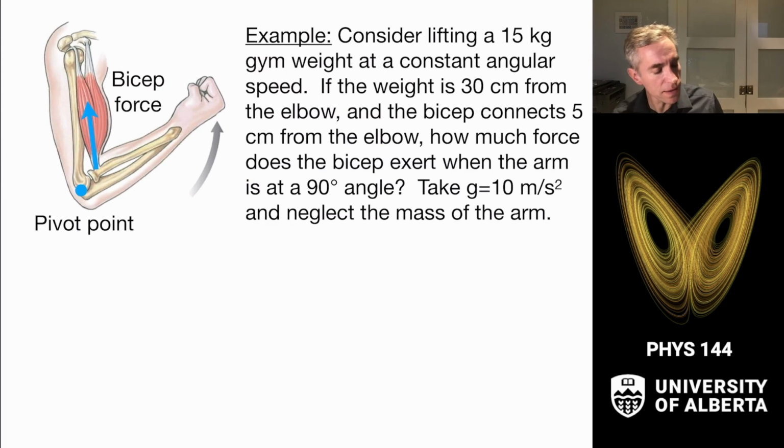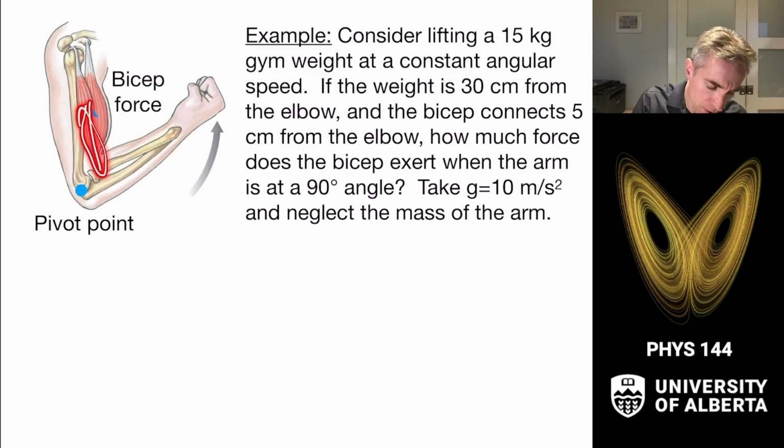Let's consider something a little more extensive, namely pumping iron, or something like that. We can consider what's happening in lifting a 15 kilogram weight at a constant angular speed using a bicep. And the weight is going to be held in a human's hand right here, and is going to exert a force downward and a torque in the clockwise direction around the elbow, which is a pivot point. And that's opposed by this bicep, which is pulling upward.